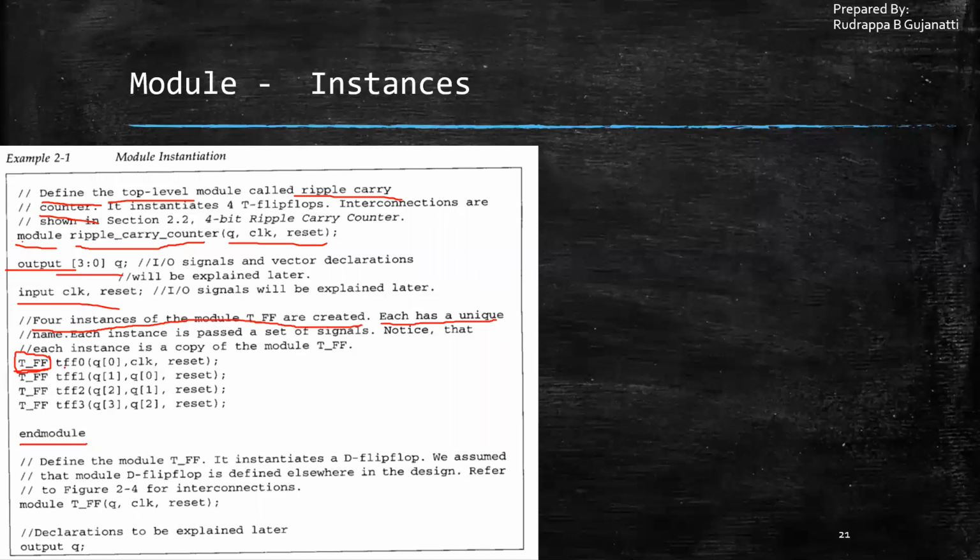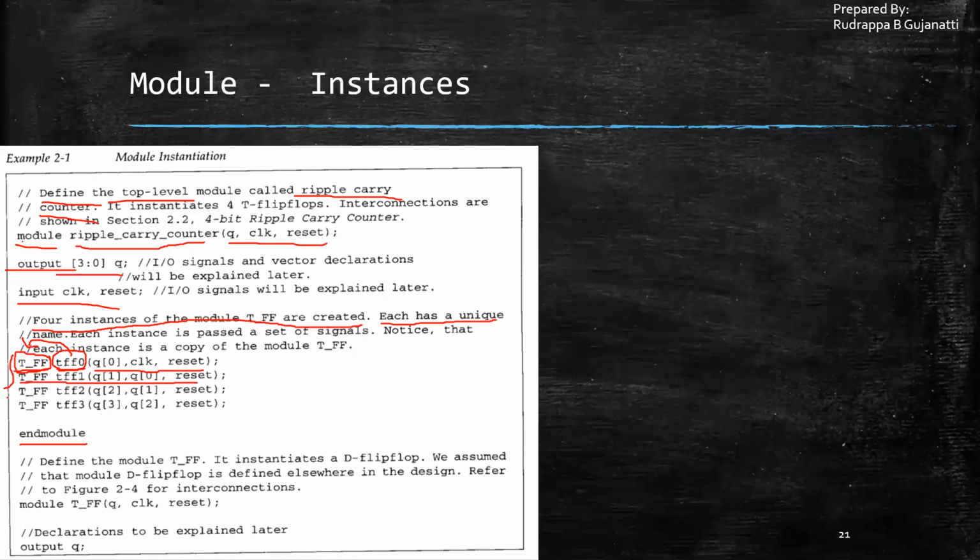This is the name of a module, and TFF0 will be an instance of this one, and this will be the object. We'll call it as an object. So TFF0 is the instance which is created for the T flip flop, and this is the object. And what are the details? It will be having input, output, then the IO interfaces. So all these things, we'll check out how this is actually coming.